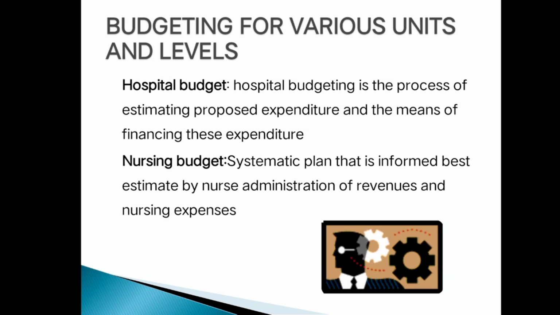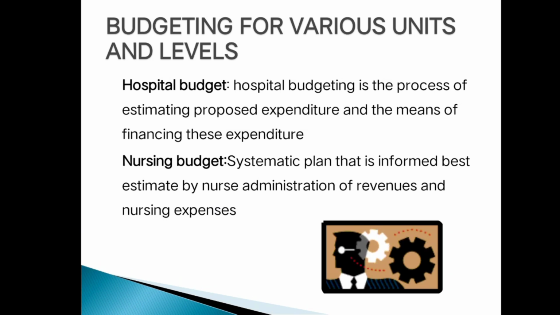Next is budgeting for various units and levels. So hospital budget. Hospital budgeting is a process of estimating proposed expenditure and the means of financing these expenditures. So when we have a proposed expenditure, in the same way we have to decide the financing of these expenditures. So how much amount is required for this procurement in the hospital budget.